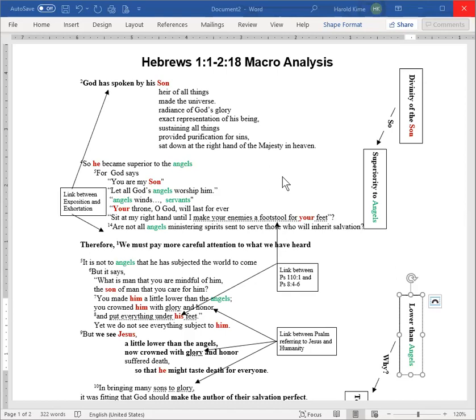This video will explain how to create a mechanical layout for a macro unit. To begin, let's understand that a macro unit is a very large unit of scripture, usually a chapter or several chapters in length, that is a discourse. That is, it's developing a very broad idea through a series of paragraphs.